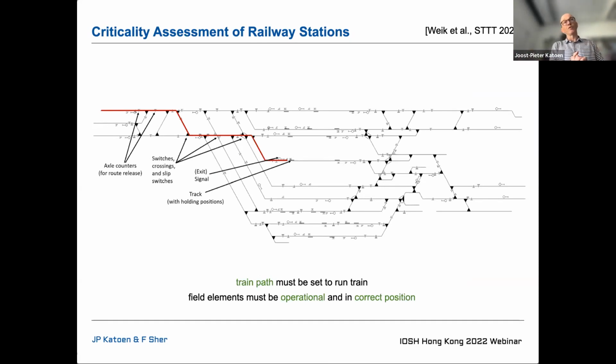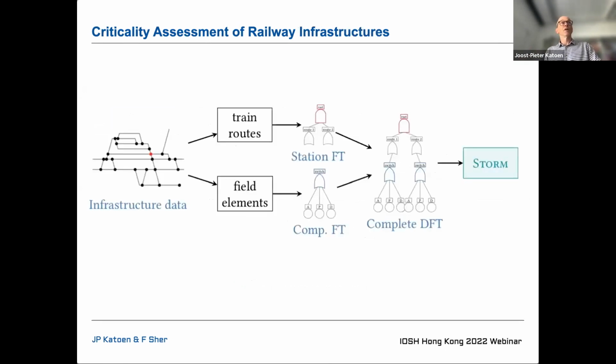So we will need to establish a train path that routes the train basically from the entrance on the left to the exit on the right. All the field elements, so the axle counters, but in particular the switches, they need to be operational. And they also, like switches, need to be in the correct position. Good. So what is at stake here? I mean, elements can fail, they can be in the wrong position, etc. And this is something that you would like to model.